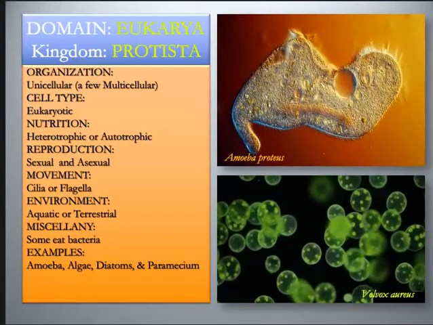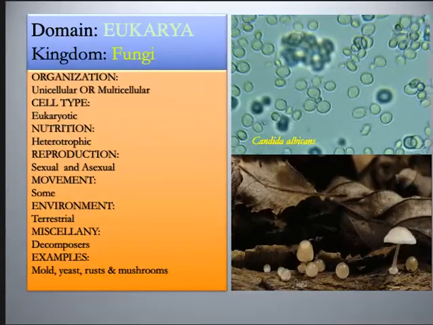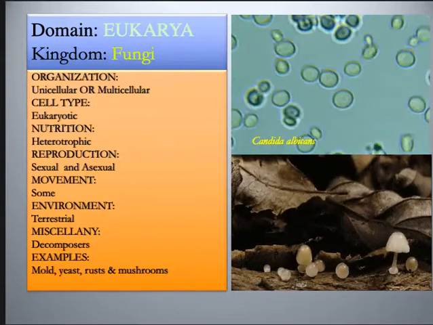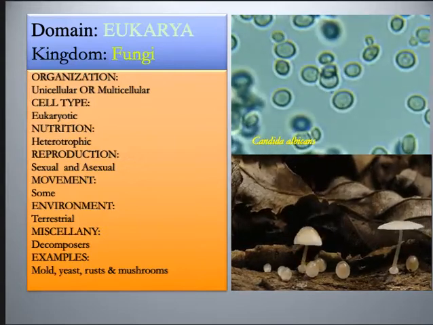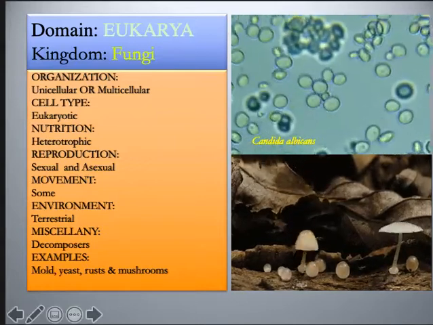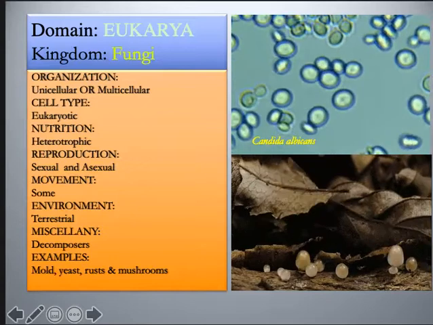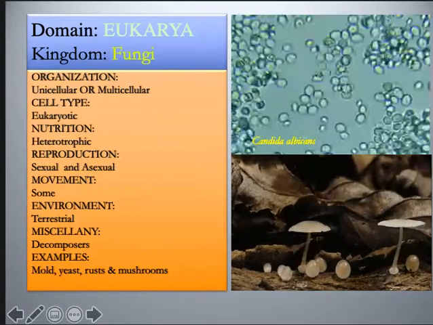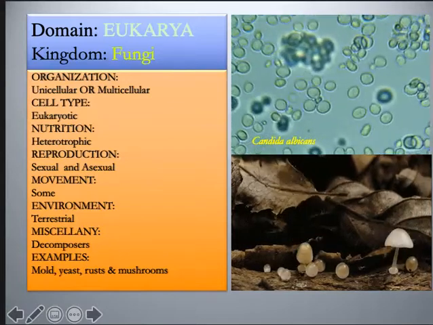All right, next in line in the domain eukarya is the kingdom fungi, right? Remember, what did the boy mushroom say to the girl mushroom? Why won't you go out with me? I'm a fungi. And so fungi are eukaryotes, and they include multicellular fungi and unicellular fungi. These guys up here are unicellular. These guys down here are multicellular. You can see these are mushrooms or toadstools.